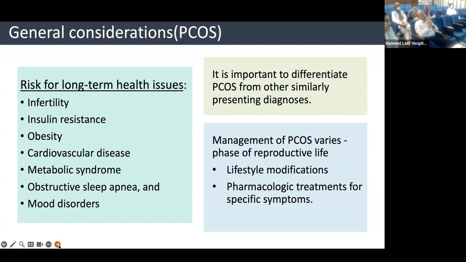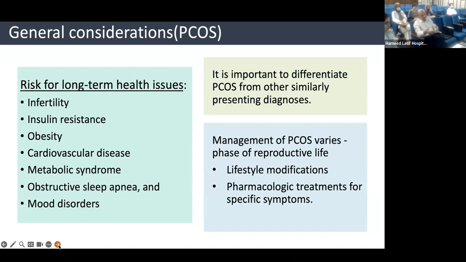Management of polycystic ovarian syndrome varies during various phases of reproductive life. This is important to inform the patient, or in the case of a young girl, the mother also. In teens, or in girls who are unmarried, the approach is different. When they are married and keen on having a pregnancy, the treatment would be different. And those who have completed their family, the treatment would be slightly different. For example, in the teens, you would mostly prescribe the oral contraceptive pill. For those who are married, the treatment would be different.